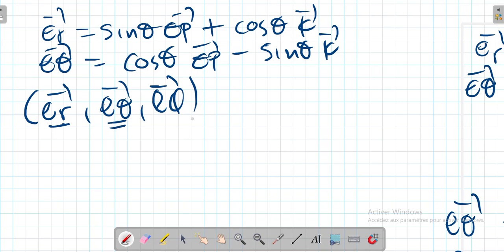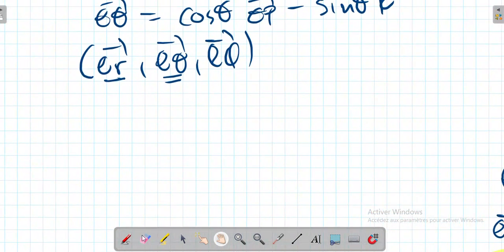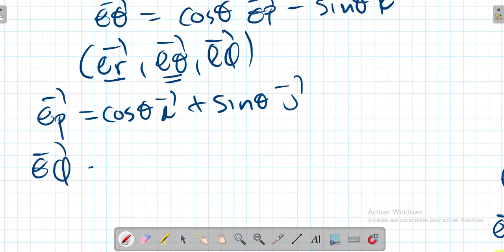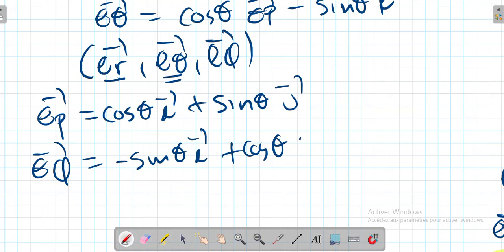Then E phi is the same process. How did you find E phi in the polar coordinate system? In the polar coordinate system, we said that E rho was equal to cos theta in the direction of E plus sine theta in the direction of G. Therefore, if you want to find E phi, because E rho is associated with E phi, you just find the derivative. You apply the same derivative pattern that I've just shown you. The derivative of cos is going to give you negative sine theta E. Then the derivative of sine is going to give us plus cos theta in the direction of G.